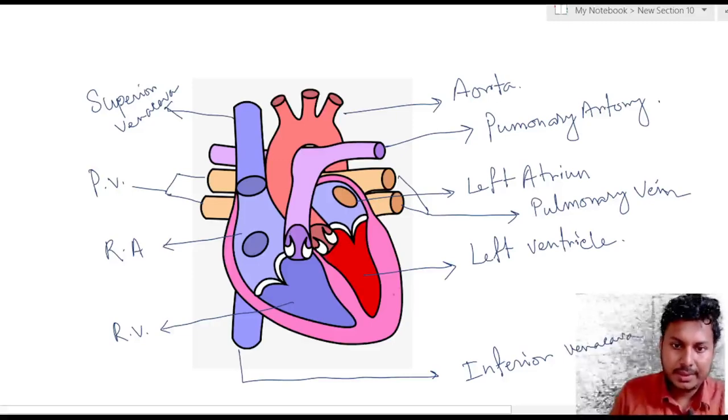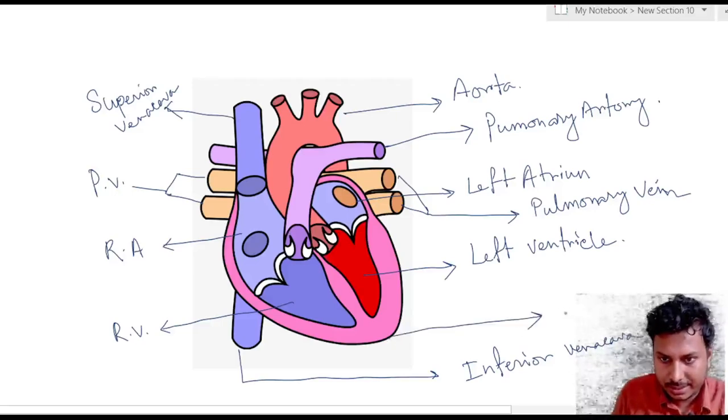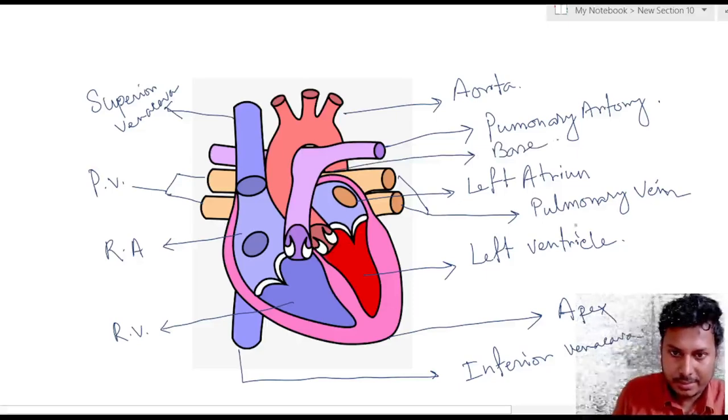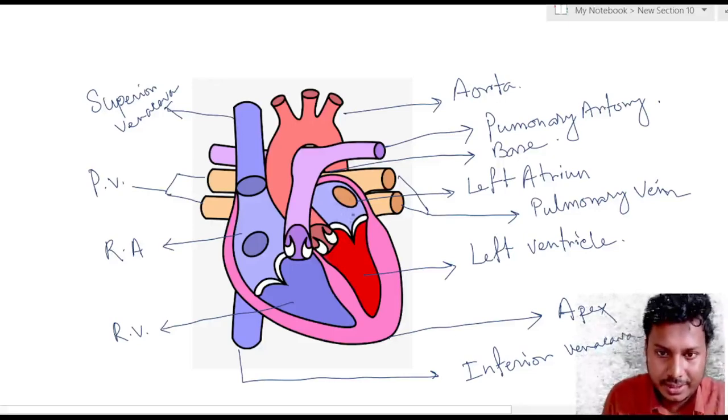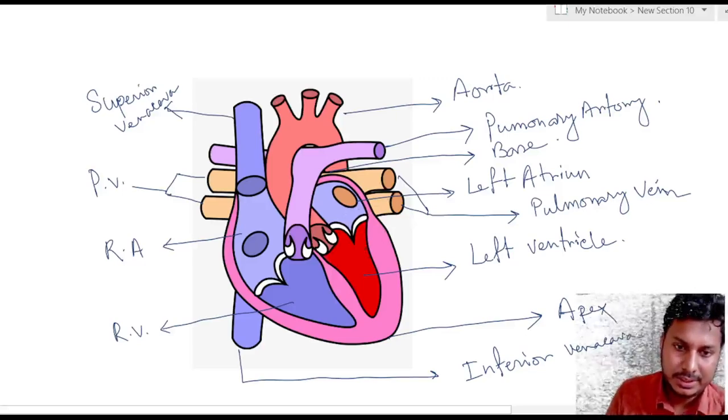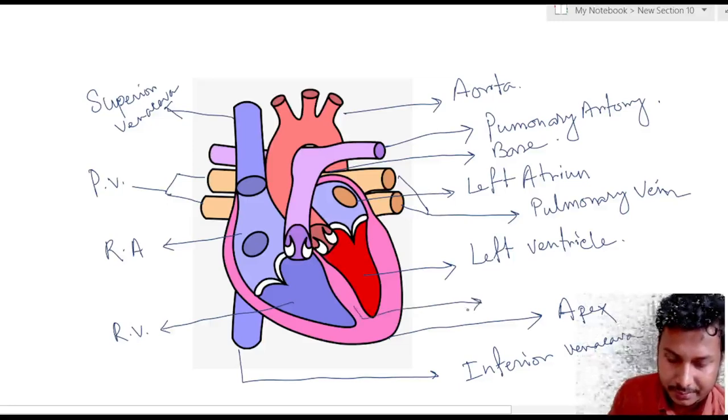And this is your apex, the heart apex. This is the base, and the middle portion is the body. So here are our left atrium, left ventricle, right atrium, right ventricle. And this is the septum.